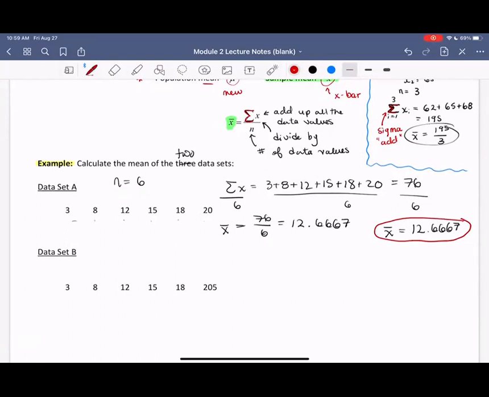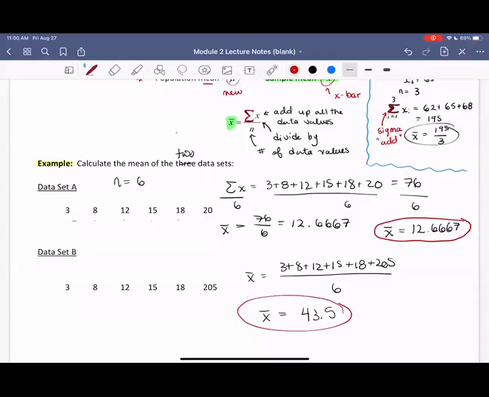All right, I'm giving you time to pause the video. All right, so when we add up all those numbers, 3, 8, 12, 15, 18, and 205, divide by 6, you should be getting a mean of 43.5. So one thing that you might notice is that data set A and data set B differ only by their final term, 20 and 205. And we can place the mean in the data set where it belongs in order. So 12.667 would be somewhere right here. That's where the X bar would be. In data set B, that mean would be somewhere in between the 18 and 205.